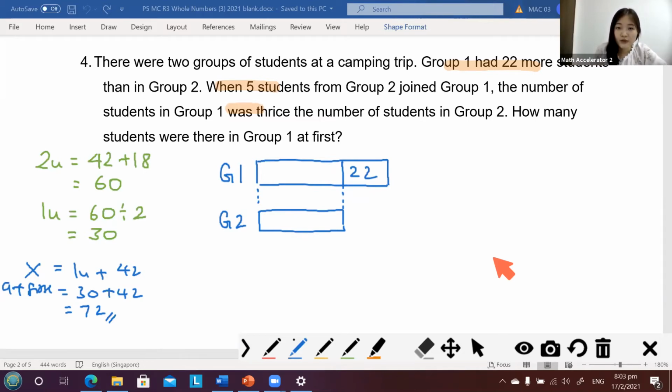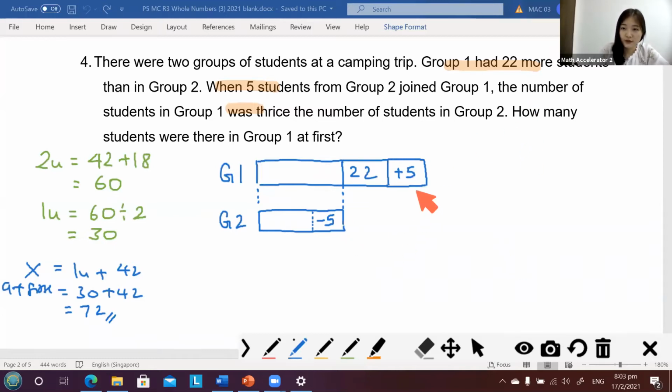So when 5 students from Group 2 join Group 1, from Group 2 here we need to remove 5 and join Group 1. So let's take away 5 here, minus 5. Transfer them to Group 1, so they will have 5 more. So we put plus 5. So we know that we added 5. Draw your model.